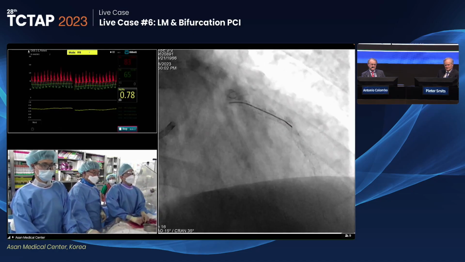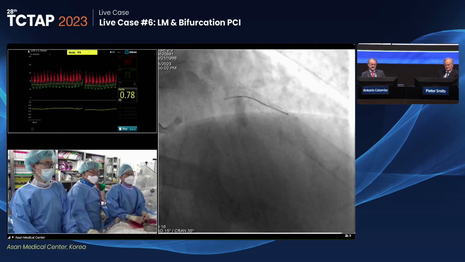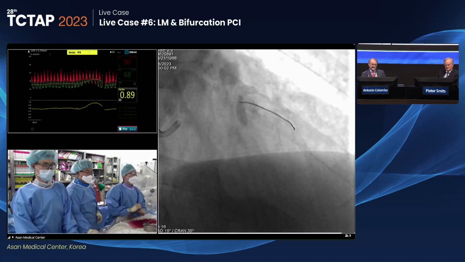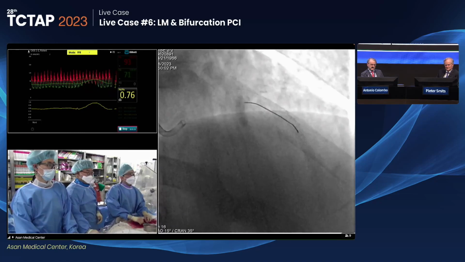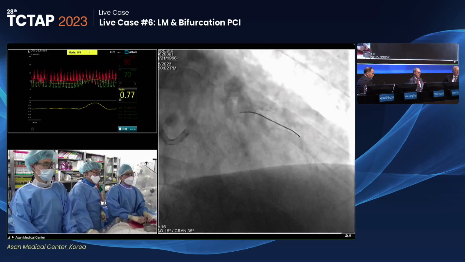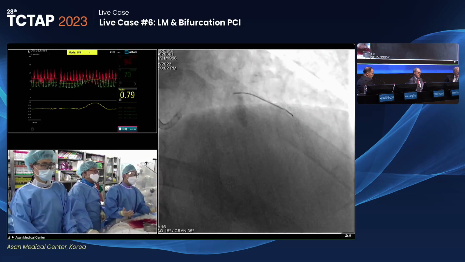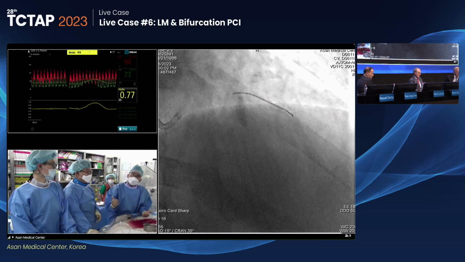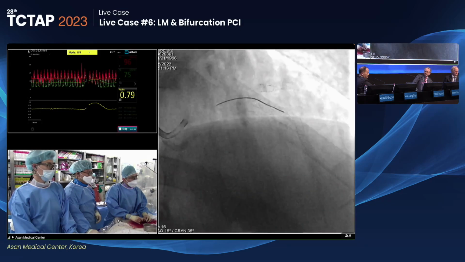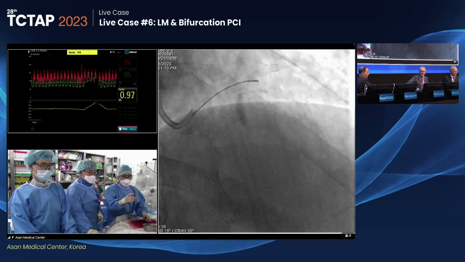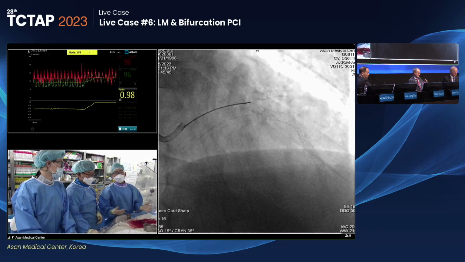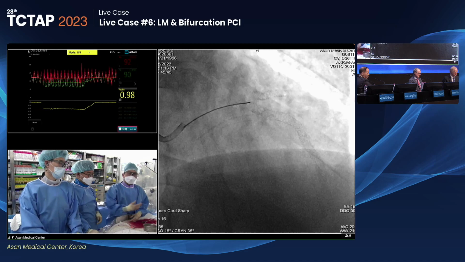It looks good proximally for left main disease, right? 0.78 for the left main. It's still positive. Okay, then I will treat the left main with the crossover, and repeat the FFR after we treat the left main, and check the zeroing. Yeah, zeroing is good. And the audience has so many cases of left main, especially crossover.